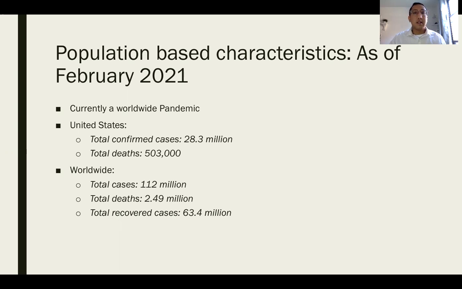Worldwide, there's been a total number of cases of 112 million people that had coronavirus, and the number of deaths worldwide has been about 2.5 million at this point. As we know from our lectures, a lot of people do recover, and they've estimated that our total recovered cases worldwide have been 63.4 million people.